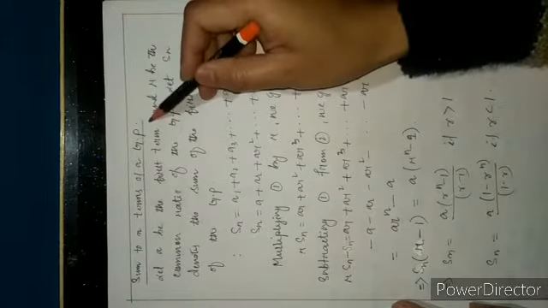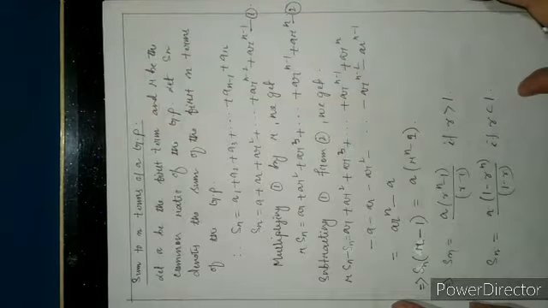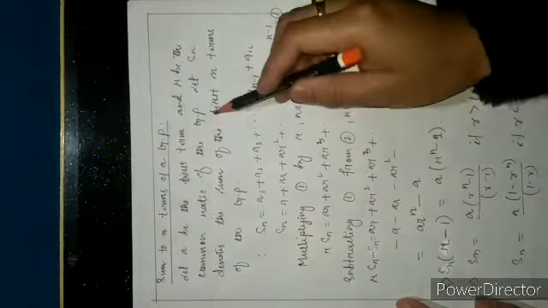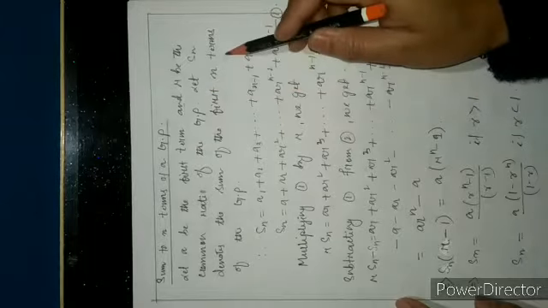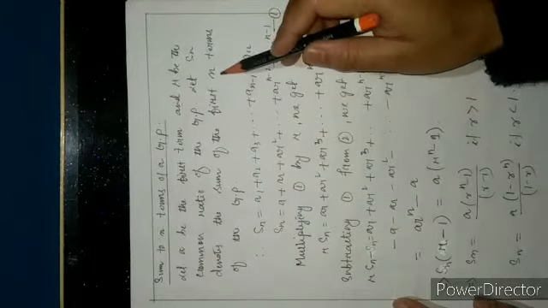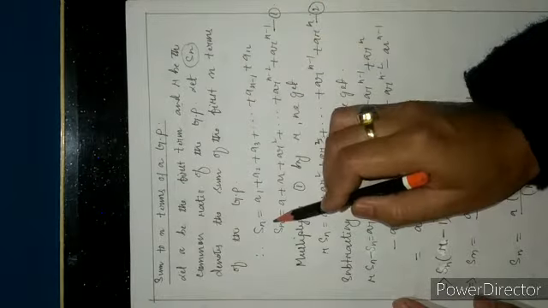Dear students, today we're going to find the sum to n terms of a GP. Let a be the first term and r be the common ratio of the GP, and let Sn denote the sum of the first n terms of the GP.